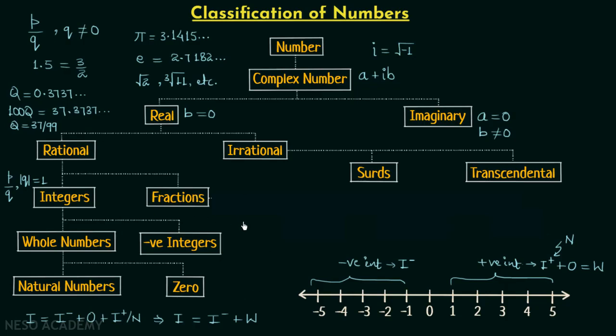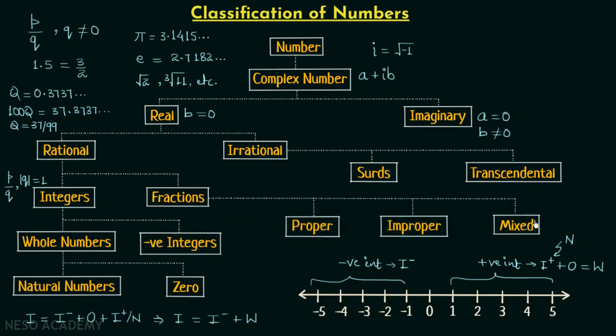on fractions. Fractions have three classifications: proper, improper and mixed. So what do we mean by a proper fraction? A proper fraction is a fraction when the magnitude of p is less than the magnitude of q. For example, 1/3. And what are improper fractions? Improper fractions are those fractions in which the magnitude of p is greater than the magnitude of q. For example, 9/5. And what are mixed fractions?